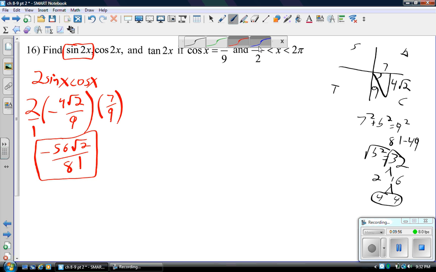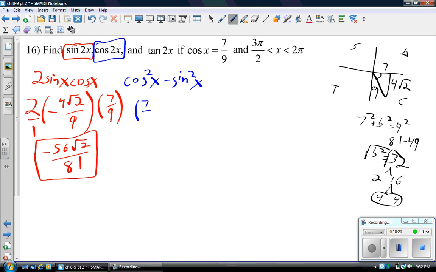Okay. Now to the cosine of 2x. For cosine, just use this one, cos squared of x minus sine squared of x. Okay, so what is the cosine? Well, it already gave me that, 7/9 squared. Minus, what's the sine? Well, I've already found the sine. I found it over here. So it's going to be minus negative 4 root 2 over 9 squared.